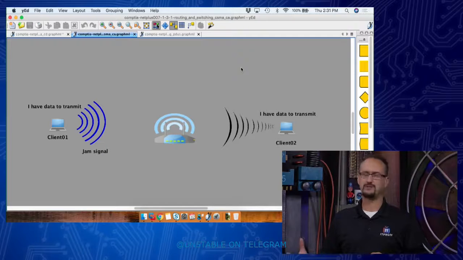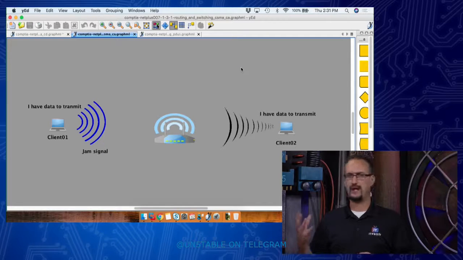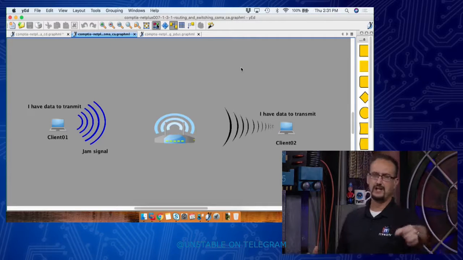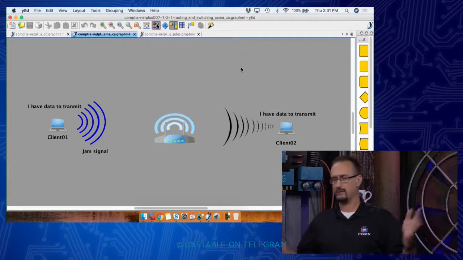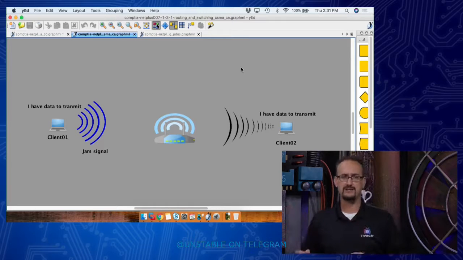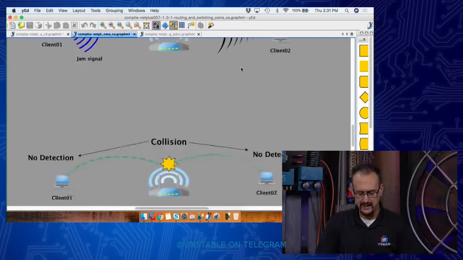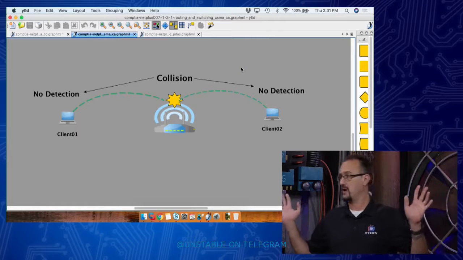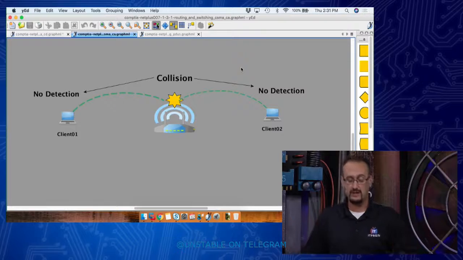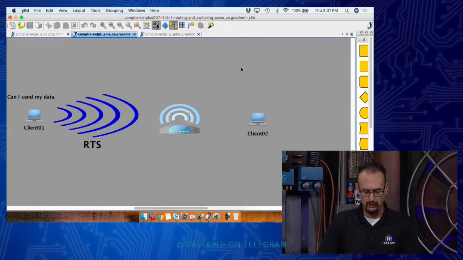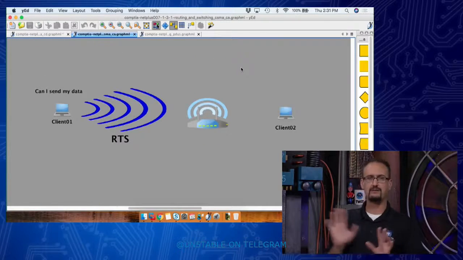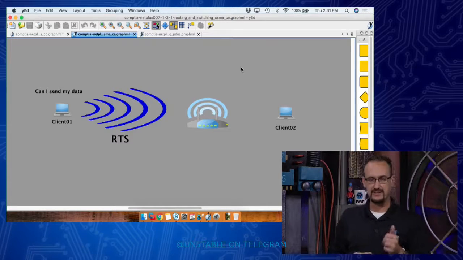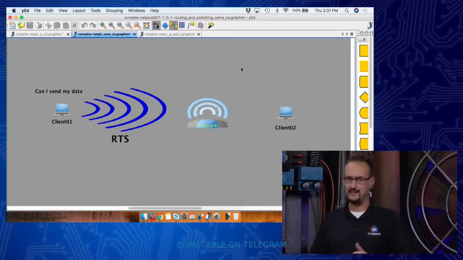What this creates is what's known as the hidden node phenomenon, where there's a node out there sending a jam signal, and nobody can hear that device. Again, no detection of a collision. We think everything's good. So they came up with a way to get around this hidden node syndrome, and that's something known as the RTS-CTS signal.